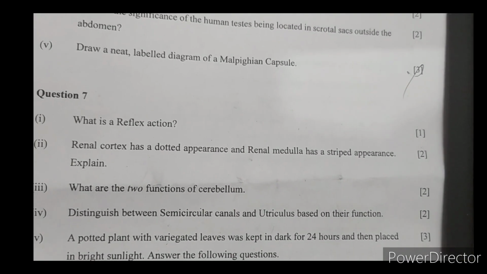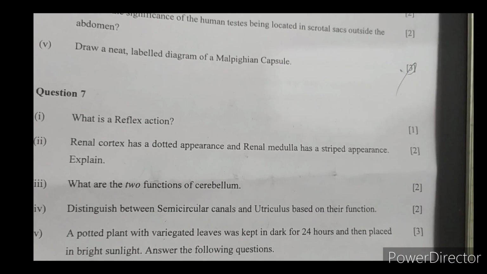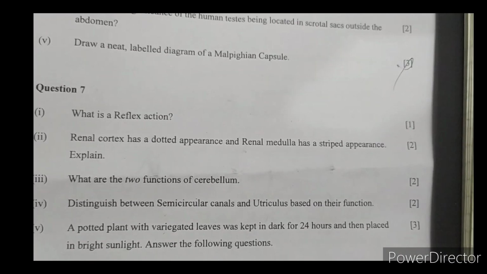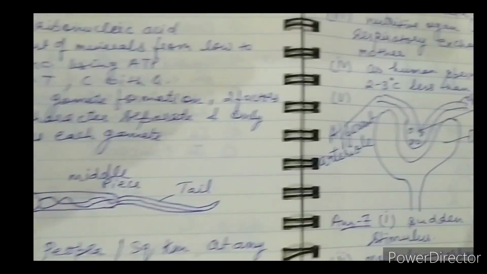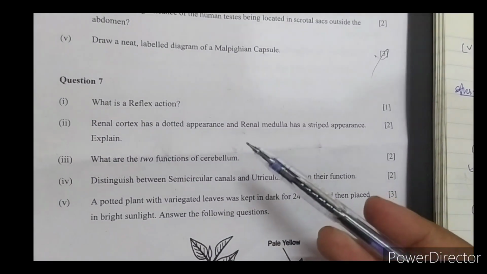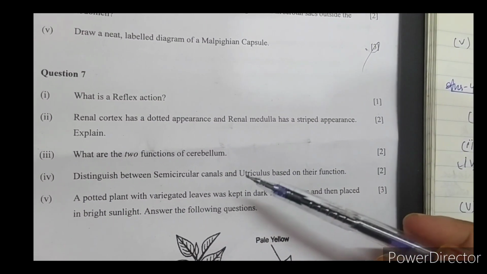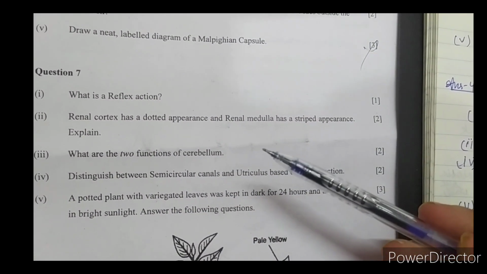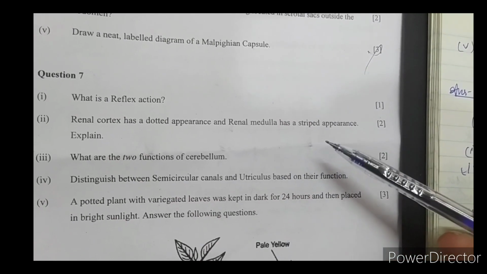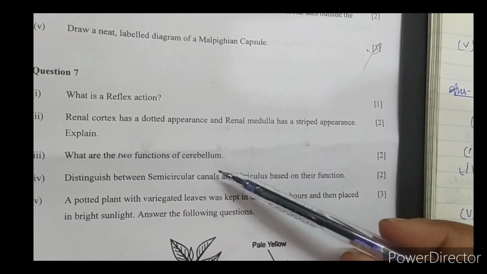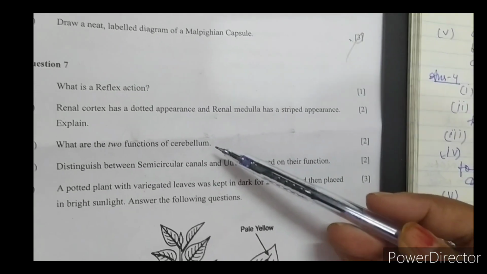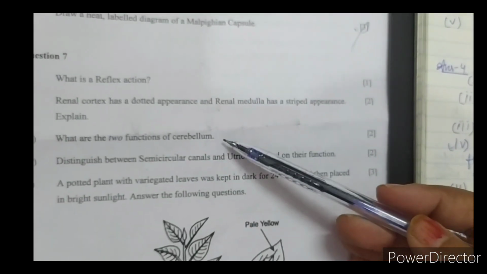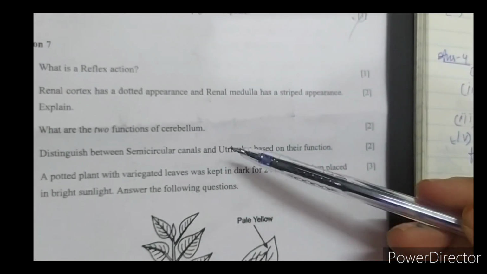Renal cortex has a dotted appearance and renal medulla has a striped appearance. Why? Because the Malpighian capsule, which is a part of what I have drawn here, is located in the cortical part of the kidney, and the rest of the tubular portion is located in the medulla portion, which gives it a striped appearance. Mention 2 functions of cerebellum: body balance and muscular coordination between the right and the left body parts.